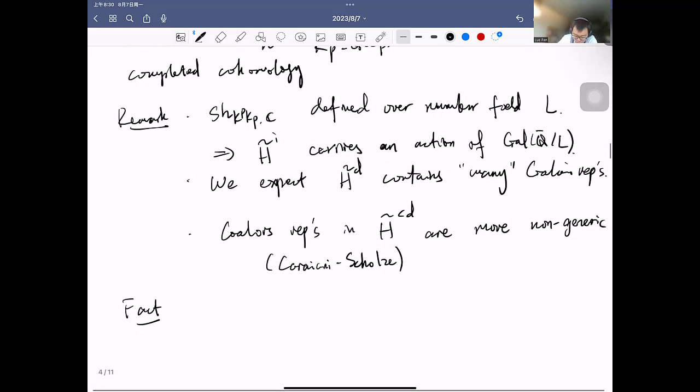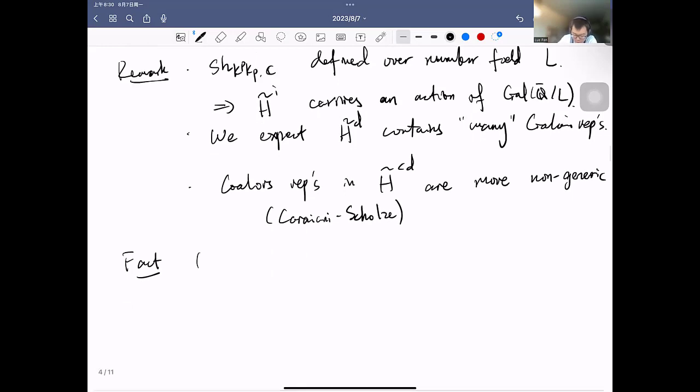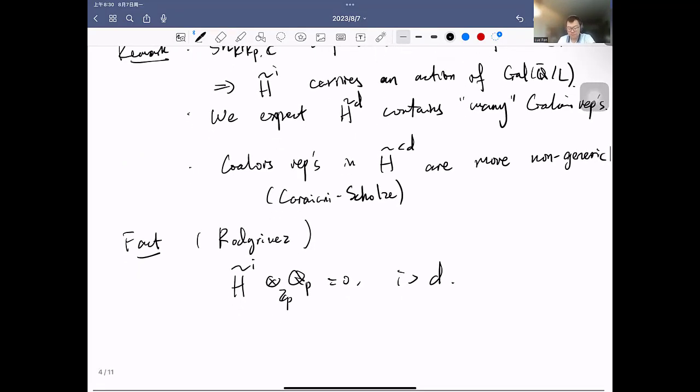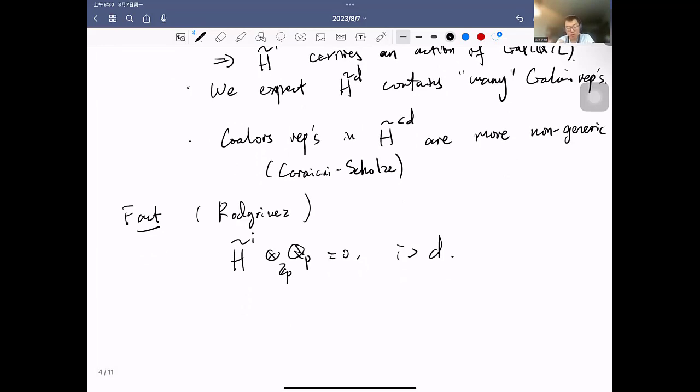If you're just interested in the rational classes, there's a very nice result of Juan Esteban Rodríguez Camargo. It shows that actually, if you invert p, this is equal to 0 above the middle degree. So in some sense, we can just concentrate on the degrees up to d.